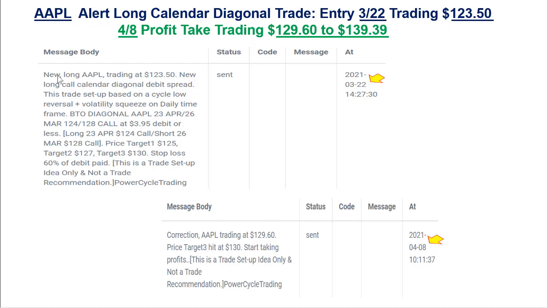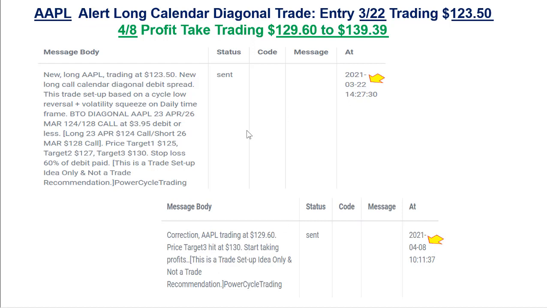You can see here it says new long Apple trading at 123.50, and it says to buy a call calendar diagonal debit spread, and it goes through the instructions of how to set that up. It says buy to open the 23 April, 26 March, 124, 128 call calendar at $3.95. So we started this trade at around $4 on the 22nd, then did multiple adjustments and ended up today with an alert sent out to start taking profits. This alert was today on the 8th: Apple's trading at 129.60, hit our price target 3 at 130, start taking profits.